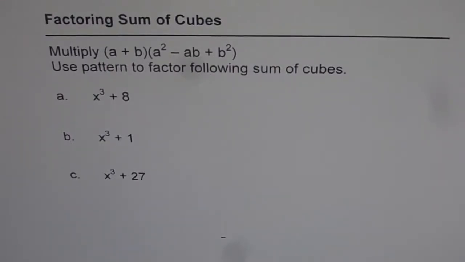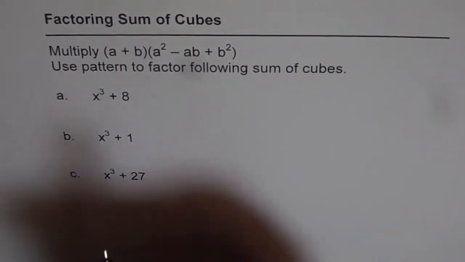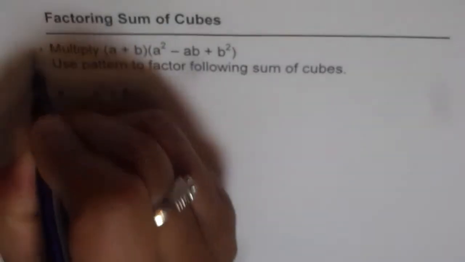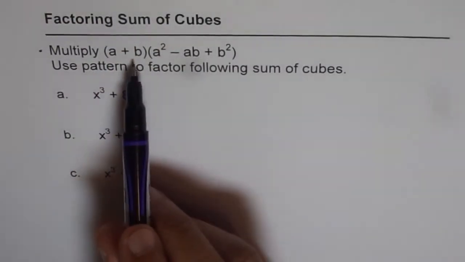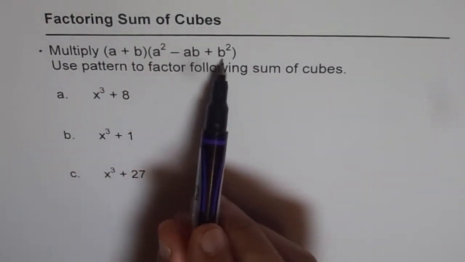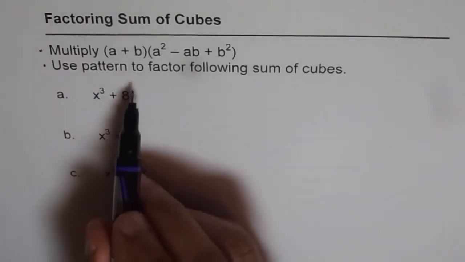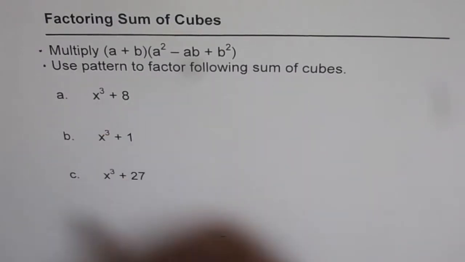Factoring sum of cubes. Now, some of the students know about the formula of sum of cubes, but here what we'll do is that we will kind of derive it. So the question involves derivation of the formula first, and then we'll apply the formula to factor sum of cubes. First part of the question is multiply a plus b with a square minus ab plus b square. And the second part is use pattern to factor following sum of cubes, right?